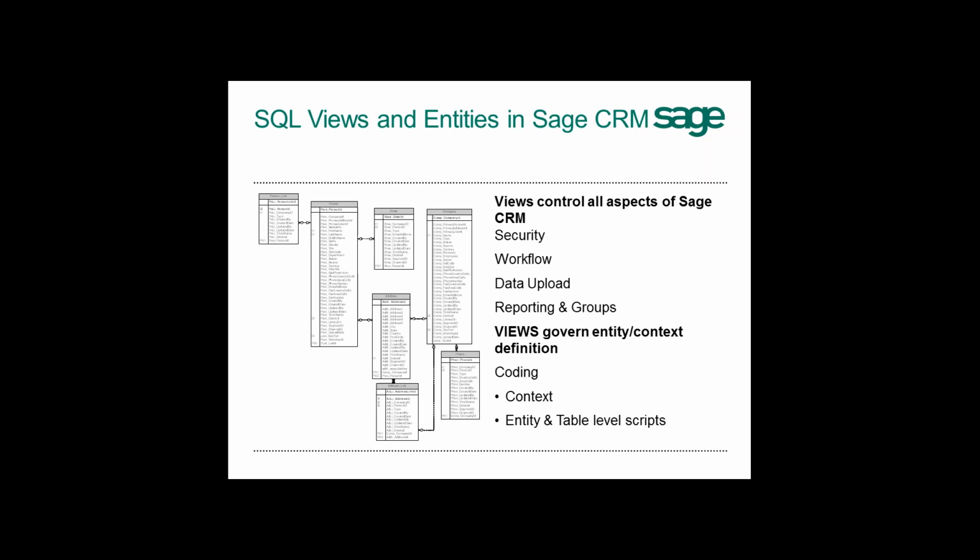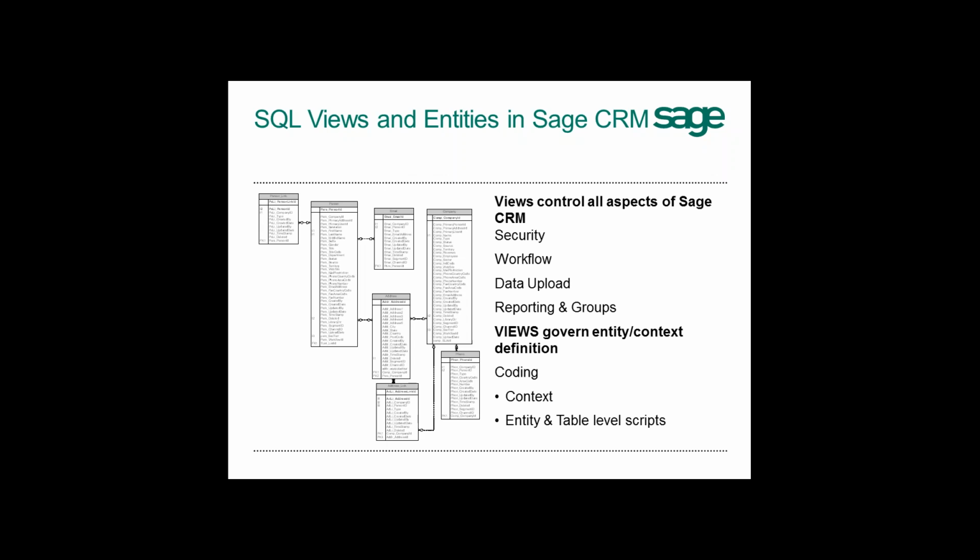Now, everywhere we go, we are using different views because our understanding of the different aspects of Sage CRM is going to be different in different places. So as we work with security, we will need a different definition, and so the view will be different. As we work with workflow, data upload, reporting or groups, different views are applied. And in the case of reporting and groups, we can define our own structures to be used.